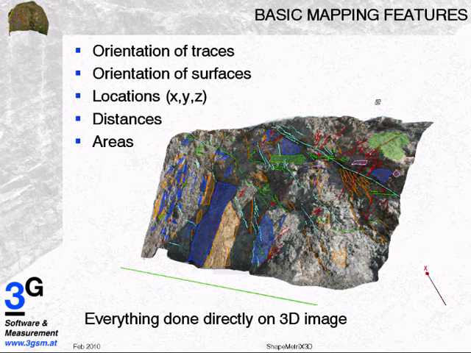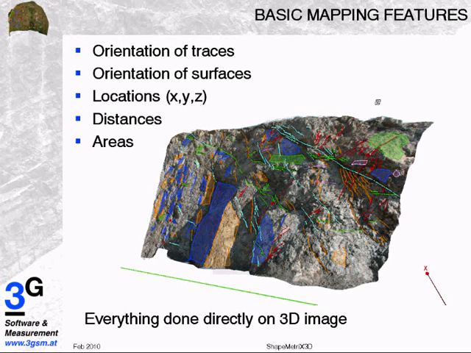So what can be done in terms of mapping? Standard features are the mapping of joint traces, surfaces, locations, distances and areas, everything done directly on a three-dimensional image itself.